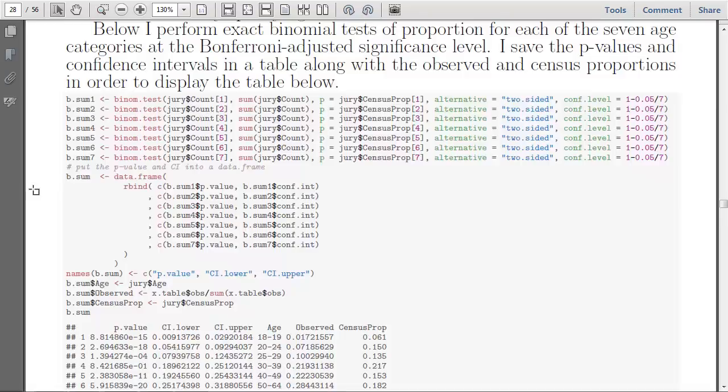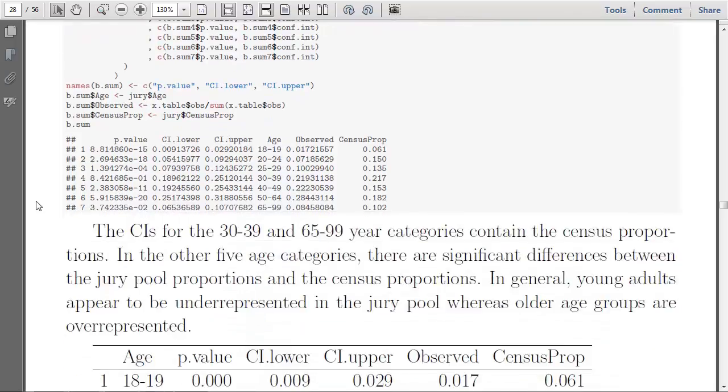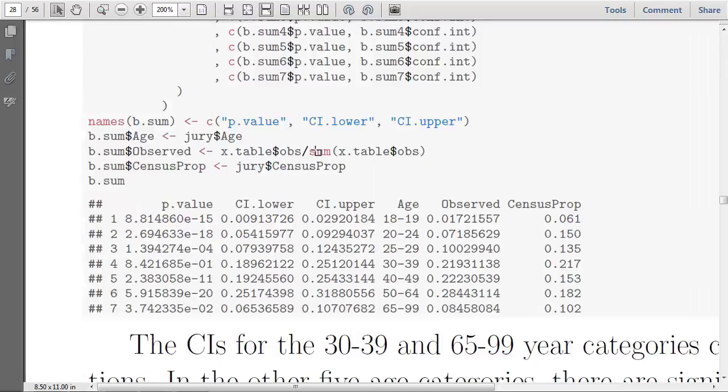All right. And so I'm going to do all those hypothesis tests. Each of them go into a b.sum. The b is for binomial, sum is for summary, and the 1 through 7 are the 7 categories. I'm putting all of those results together into a single summary. I've got all the p-values and the confidence intervals as columns in that table. I'm going to name the columns, the p-value, the confidence interval, lower and upper bounds. And then I'm going to also add to that the age, the observed frequencies, or observed proportions, and then census proportions.